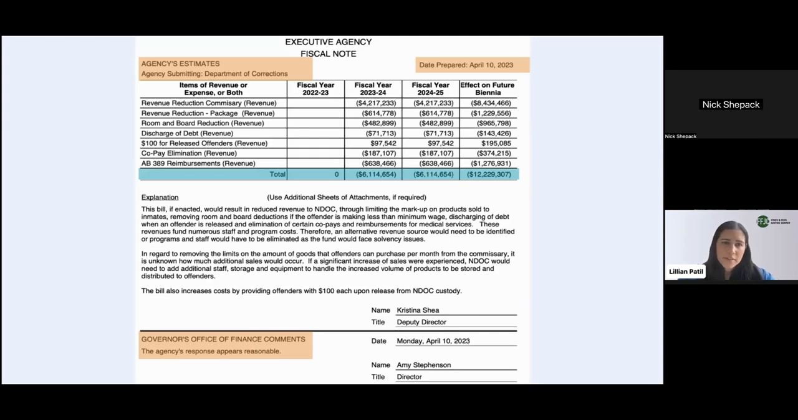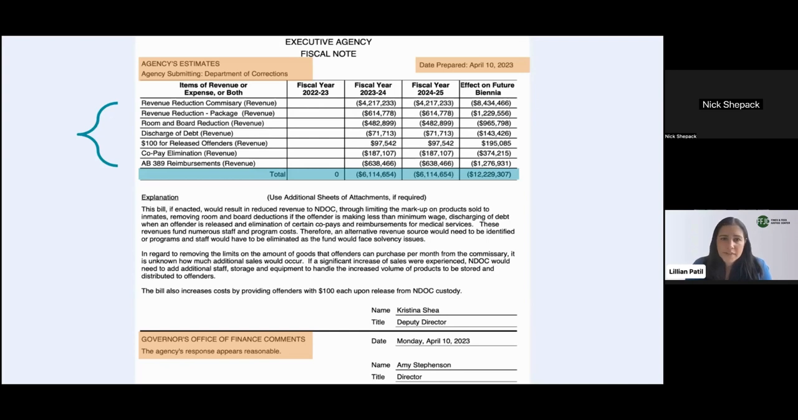Then, similar to the last example, we have this table that represents the net fiscal impact that the Department of Corrections is projecting. So they are looking at total, they're saying about $6.1 million in revenue loss. Again, it's revenue loss because there are those parentheses. And they are saying that that's going to continue every year, that I see from those columns on the right.